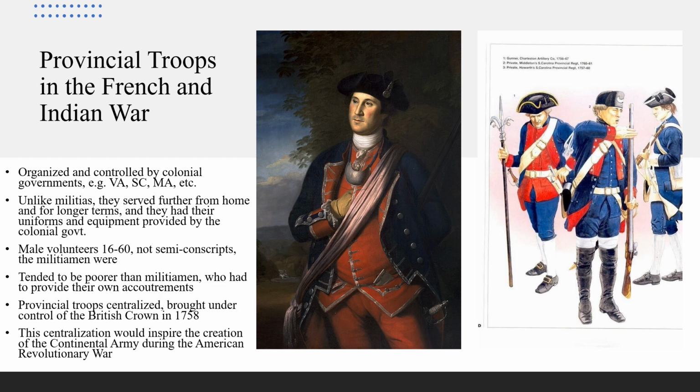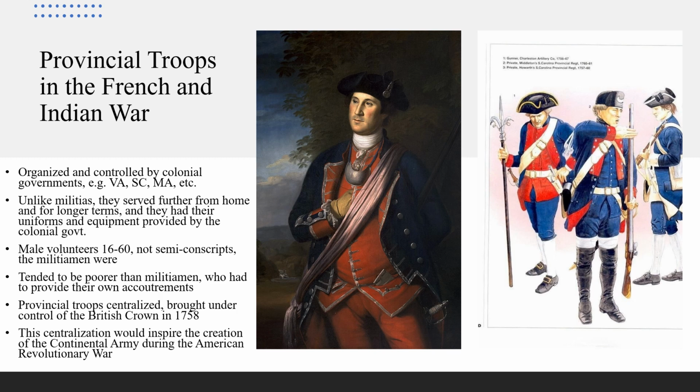Now we'll talk about the provincial troops that were used primarily in the French and Indian War. These units of provincial troops were organized and controlled by colonial governments like Virginia, South Carolina, Massachusetts. Unlike the militias, provincial troops typically served further from home, and they would serve for longer terms, like an entire campaign, not just for 90 days, which was the typical term of service for militias.